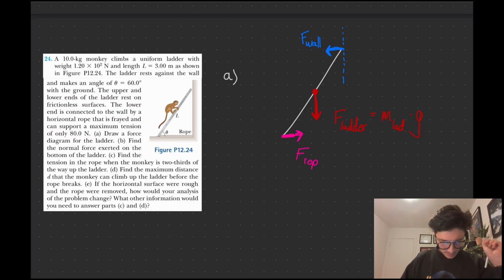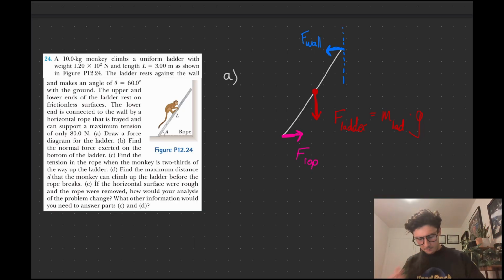And there's another thing, the monkey. Does the monkey rest at a specific... Oh, actually, they say the weight of the ladder is 1.2 times 10 to the 2 newtons. So this is actually given to us in newtons already. There's a difference between mass and weight. The monkey, actually, they give us the mass in kilograms. The length of the ladder is 3. The ladder rests on a wall, makes an angle of 60 degrees. The upper and lower ends of the ladder rest on a frictionless surface. The lower end is connected to a wall by a horizontal rope that is frayed and can support a maximum... boom. Okay, so that's it.